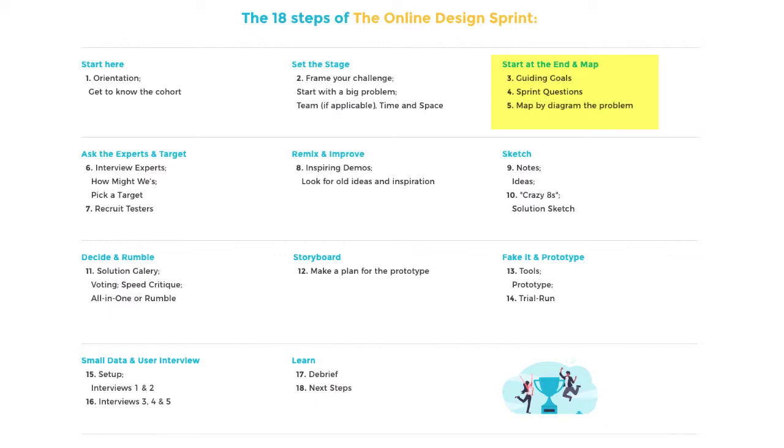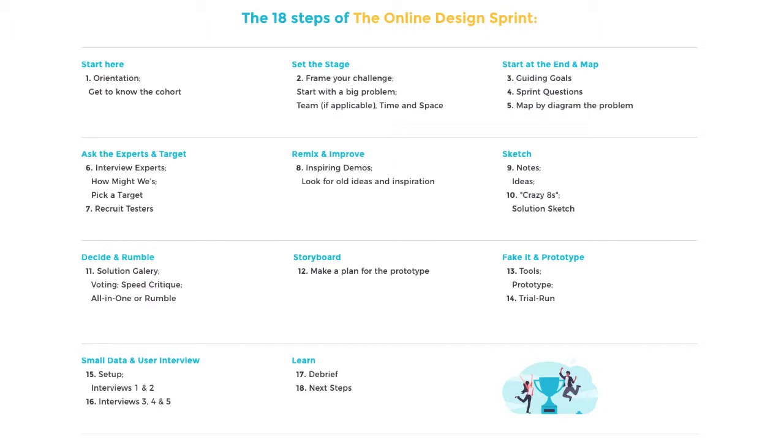Then you will create a set of sprint questions. These are very critical hypotheses in order to reach that goal. These are the main baseline for the online design sprint, and here also people will be adding more critical hypotheses you might have overseen. Then you will map and diagram the problem. This is the foundation of the next steps.